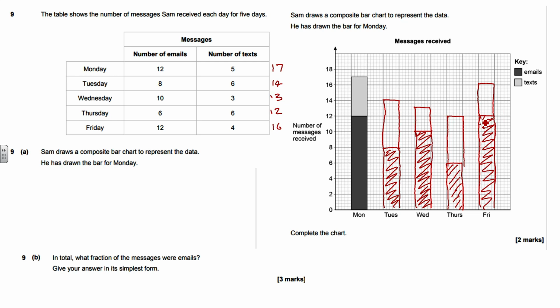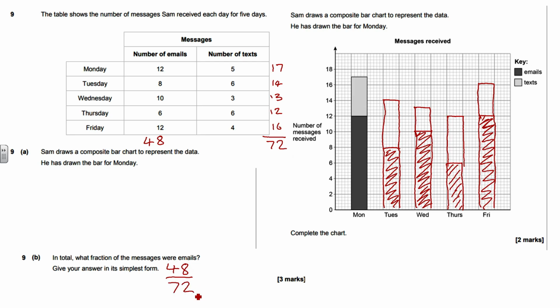Okay, question B. In total, what fraction of the messages were emails? Give your answer in the simplest form. So to do this, we need to say how many messages there were altogether, how many emails there were. So 12 and 8 is 20, plus 10 is 30, plus 6 is 36, plus 12 is 48. And then total number of messages, we've got 30, 44, 56, 60, 72. So we have the fraction 48 out of 72.